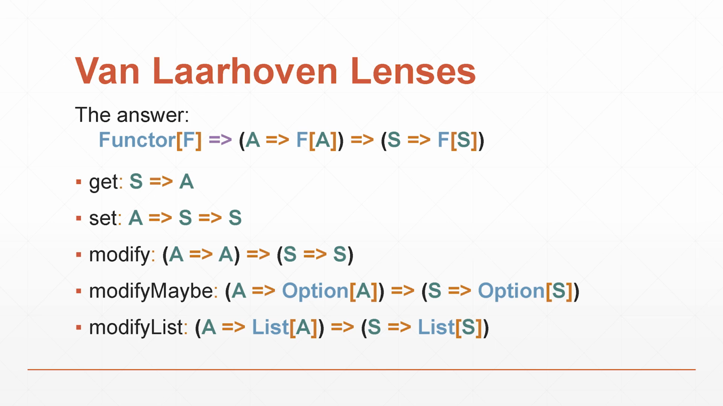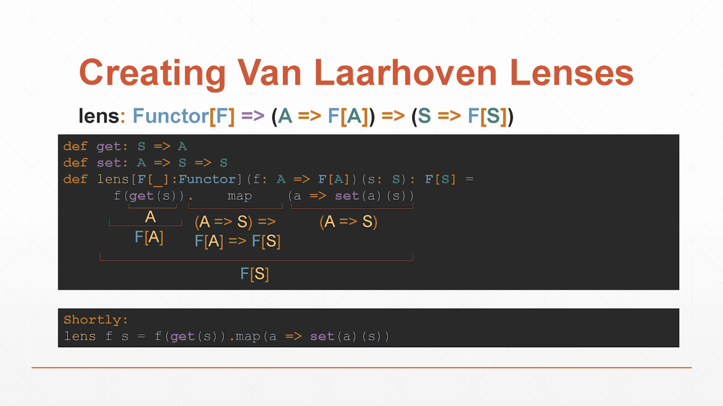So we showed how to implement all the Laarhoven functions: get, set, modify, and modify maybe, and modify list. So let's look at how we can create this type signature at all. We have some weird type signature. How we can implement it with specific lenses.